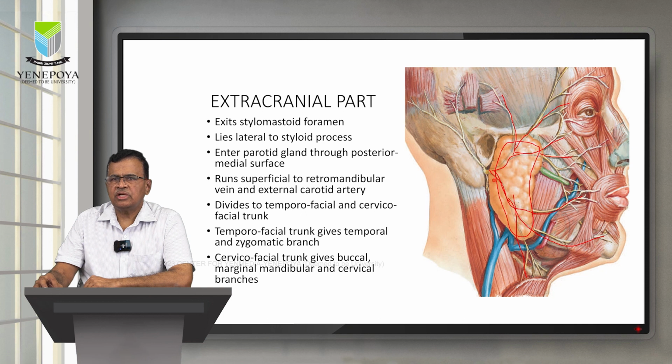But remember, the facial nerve is not going to supply secretomotor fibers to the parotid gland, though it runs through the substance of this gland, though it divides this gland into two superficial and deep lobes, but the same facial nerve is going to supply secretomotor fibers to the other two salivary glands, that is submandibular and sublingual salivary glands.